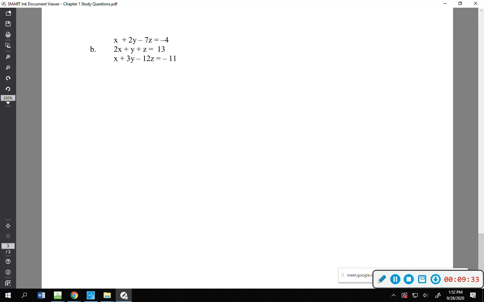Alright, remember, never eliminate Z even if it looks the easiest, in case it is a special solution, and in this case it is. I think X looks like the easiest one because we already have an X and an X. So I'll probably eliminate X in the first and third equation because all I have to do is change the signs on the third equation. So I'm going to multiply the third one by negative to get negative x minus 3y plus 12z equals positive 11.